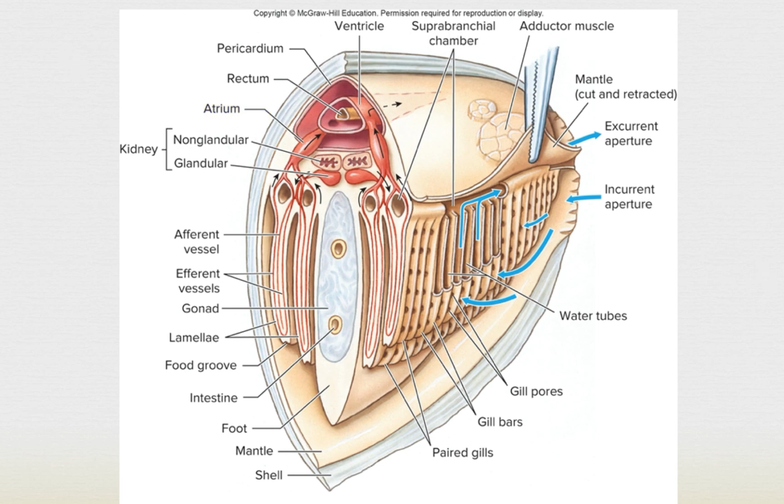So the atria of the heart is receiving oxygenated blood from the ctenidia, and the ventricle is actually pumping that blood to various blood sinuses that are spread throughout the body and then make it back to the ctenidia with deoxygenated blood.